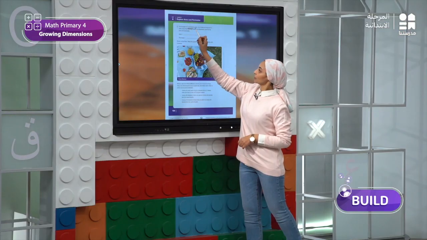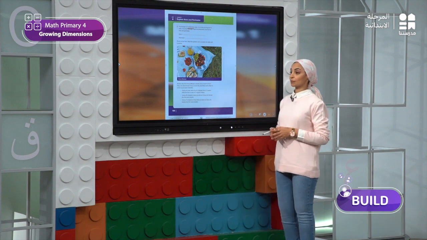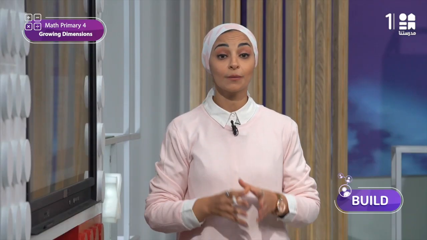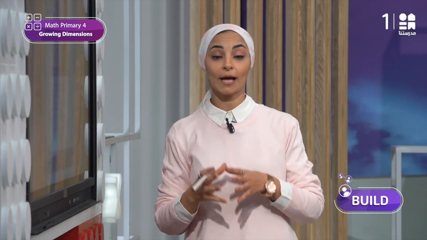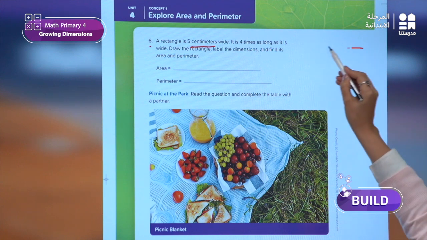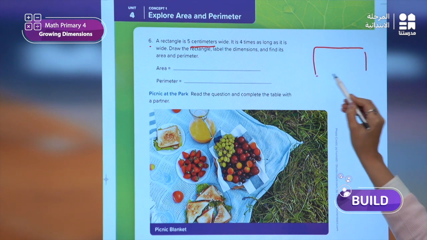Okay, 5 cm wide, so my width is 5 cm and it is 4 times as long as its width. The length is 4 times as long as the width. Draw the rectangle with the dimensions and find the area and perimeter. So first, I want to draw my rectangle.